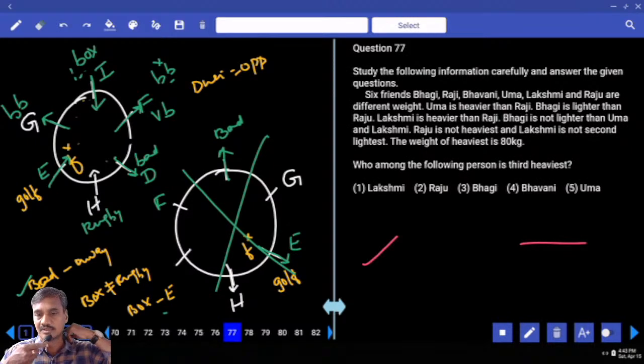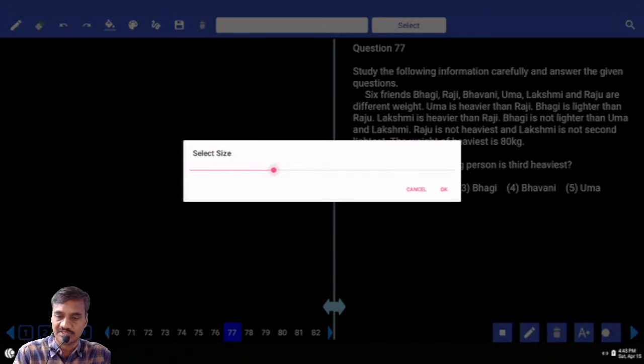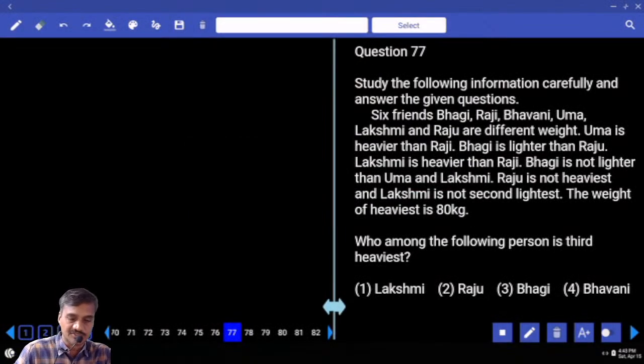Clear? Then 77 onwards. Now in this question number 77 to 79, there are three conditions given here. Three questions based on this. Now it is based on comparisons. Comparisons first priority. Now how many persons are there? There are 6 persons: 1, 2, 3, 4, 5 and 6 are the 6 persons we have.